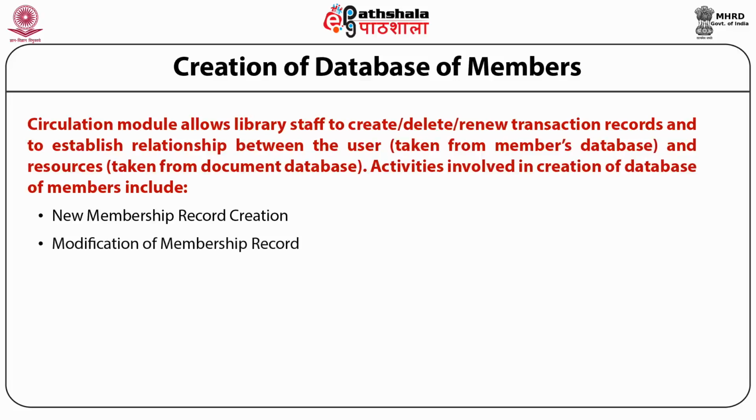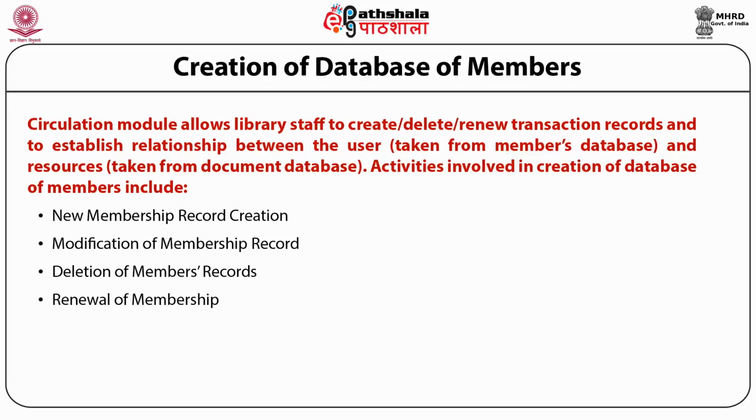Number 2, modification of membership records. Membership records can be modified in the sense that they can be edited or updated using members ID or code. Number 3, deletion of members records. This feature facilitates library staff to delete membership record either group wise or one at a time at the end of membership period. Prerequisite for use of this step is clearance of all the dues for each individual member of a group. Next point is renewal of membership.